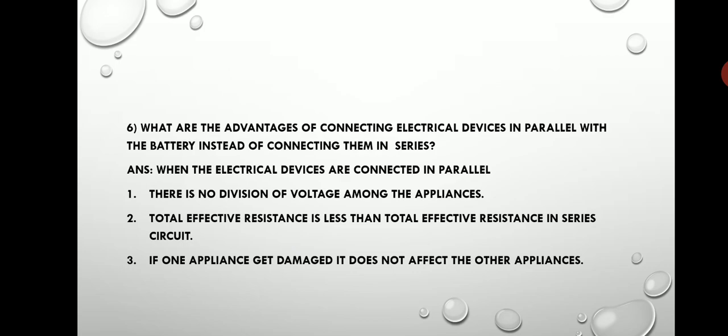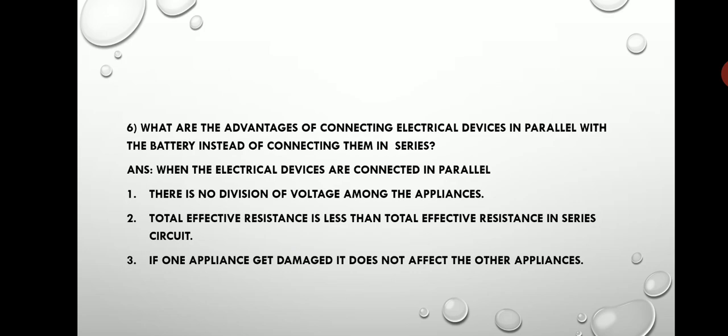What are the advantages of connecting electrical devices in parallel with a battery instead of connecting them in series? Usually, the connections in your home are parallel connections. Remember, they are in a parallel connection. These appliances are not connected in series, because when electrical devices are connected in parallel, there is no division of voltage among the appliances. The same voltage is drawn in all the appliances. That is one advantage.